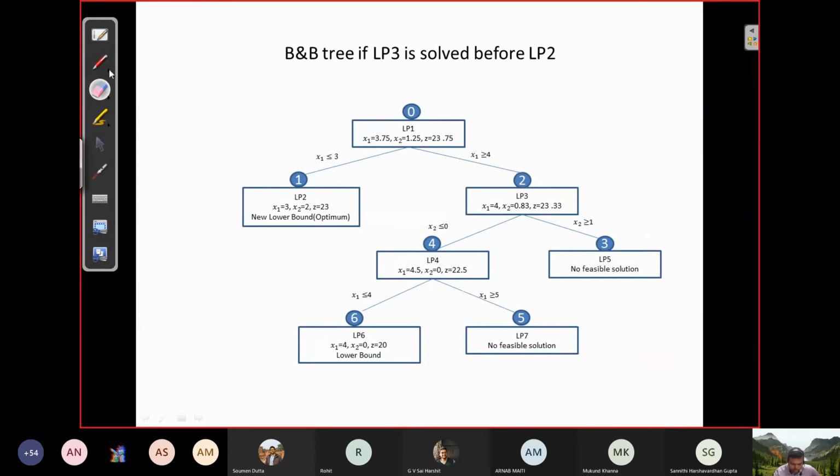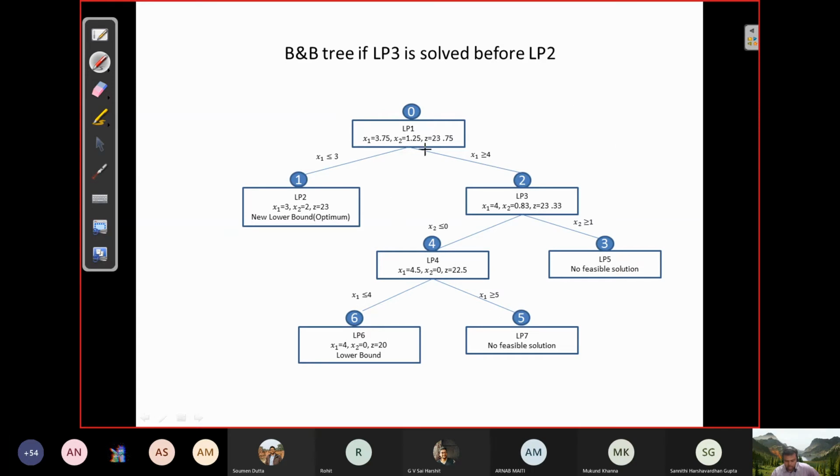So this is another branch and bound for the same problem which we are considering. But here we have decided to solve LP3 first and then LP2. And it's a depth first search. So depth first search plus right node first and then left. So this is the procedure we have adopted here. And see, the number of nodes has increased. So computational time of course will increase, right? But finally we'll get the same solution.